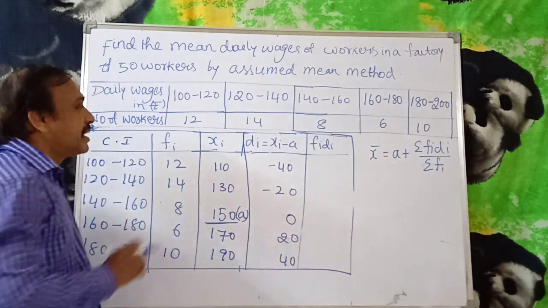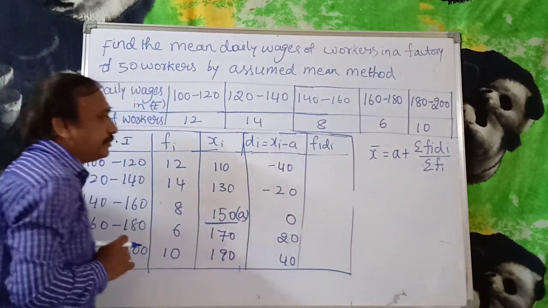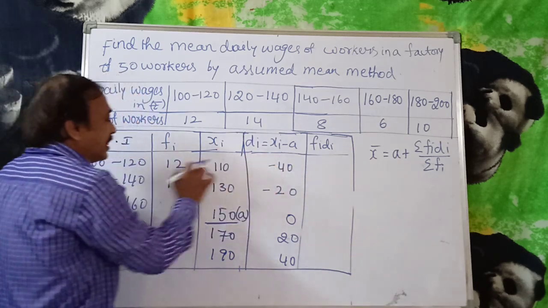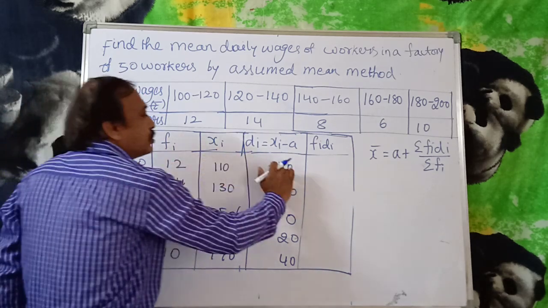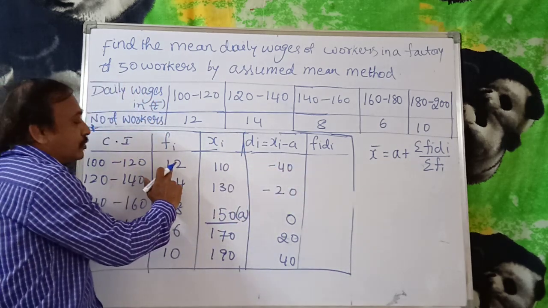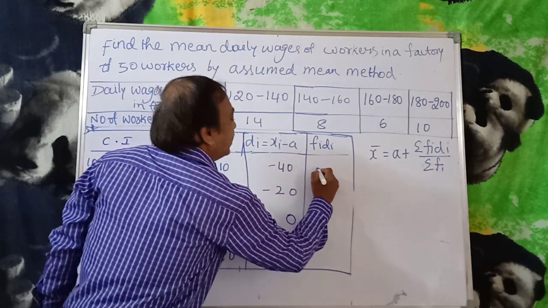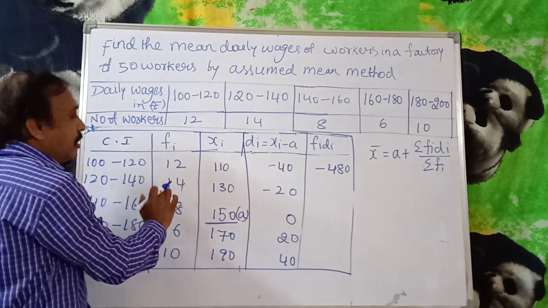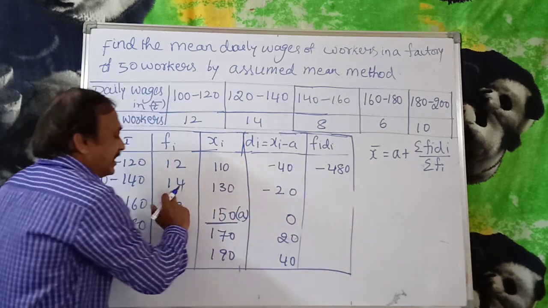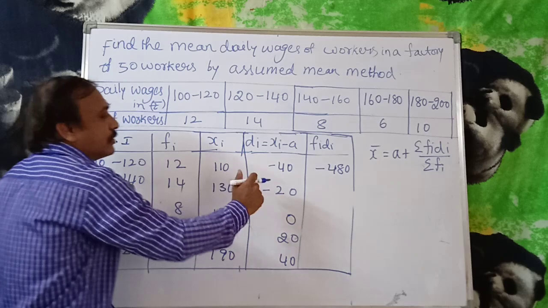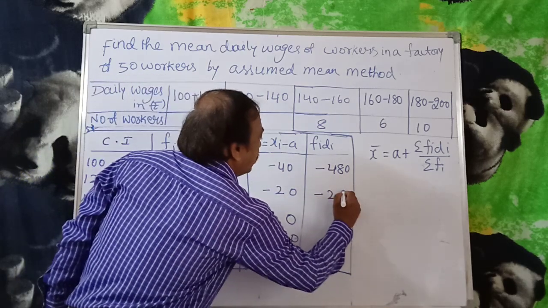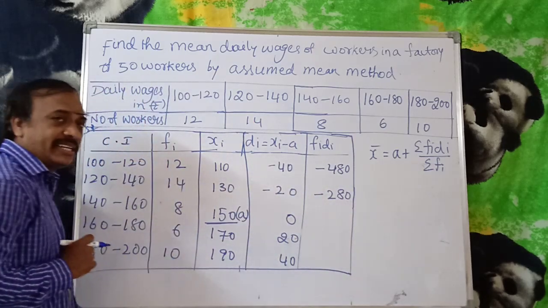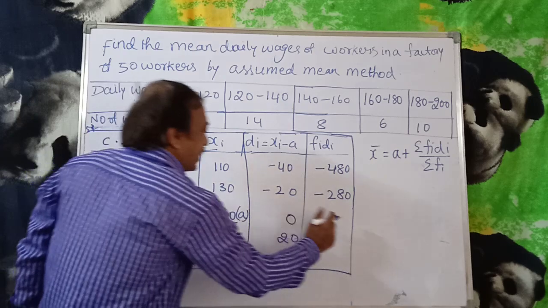Now, fi into di. Fi is the frequency, and di is this. These two we are multiplying. 12 into minus 40 is minus 480, since 12 fours are 48. Next, 14 into minus 20 is minus 280, since 14 twos are 28. Next, 8 into 0 is 0.